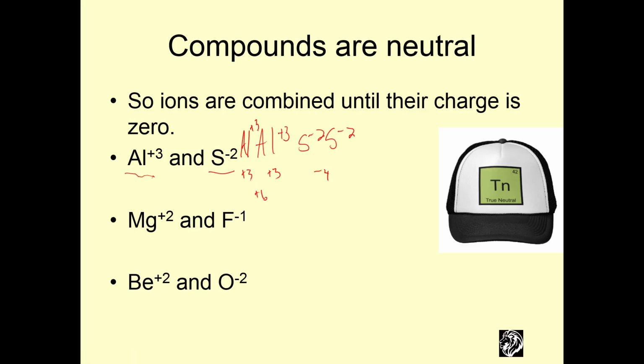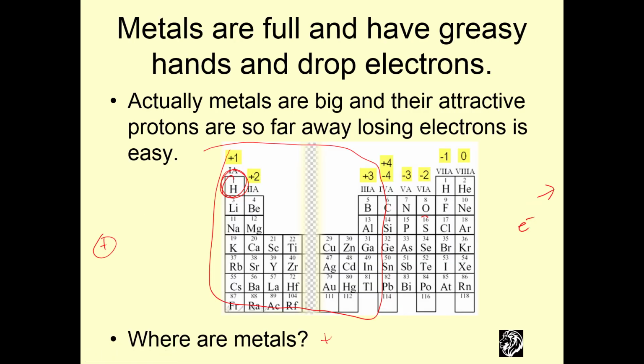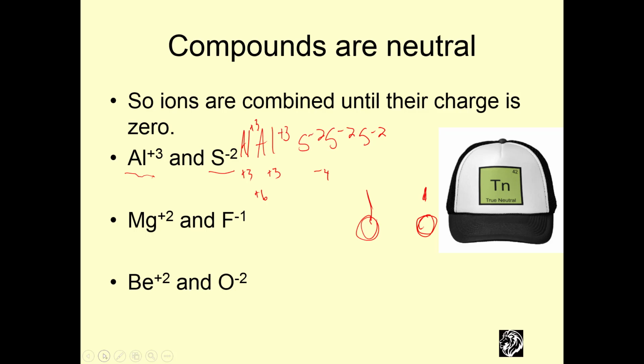So together this is plus 6, and sulfur is only negative 4, so I need another S negative 2. Now how did I know S was negative 2 again? Here's sulfur on your periodic table. It's in the negative 2 column. How did I know aluminum was plus 3? Here's aluminum. Here's the plus 3. Okay. So if I have Al plus 3, Al plus 3, S minus 2, S minus 2, S minus 2, I could really write that as Al2S3.